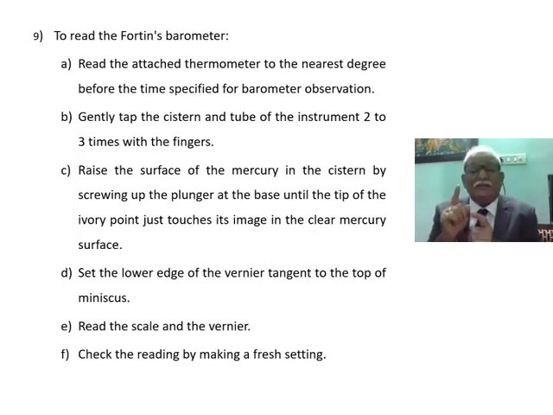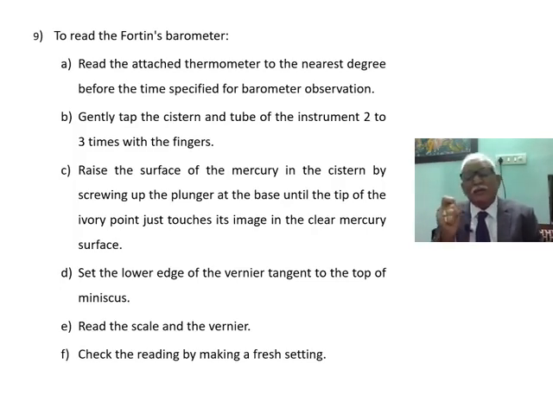The cistern is a very, very important part. Gently tap the cistern and tube of the instrument two to three times with the fingers, so we give some gentle movement to the cistern. Then raise the surface of the mercury in the cistern by screwing up the plunger at the base until the tip of the ivory point just touches its image in the clear mercury surface.